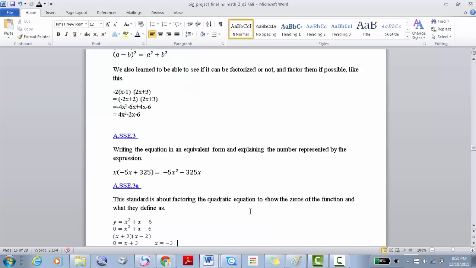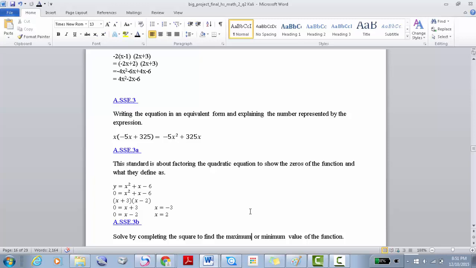The standard is about factoring the equations to show the zeros of the functions and what they define. The example I chose is y equals x squared plus x minus 6. So we have to write it as 0 equals to find the zeros later on. 0 equals x squared plus x minus 6. And then we factorize it.